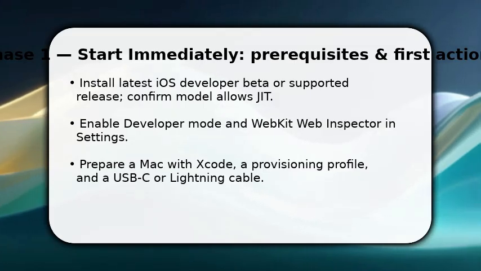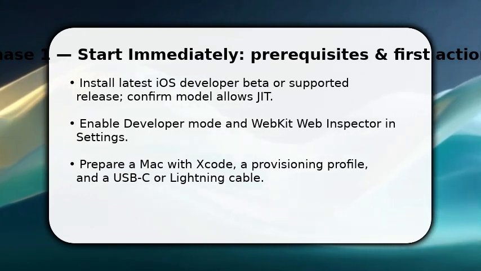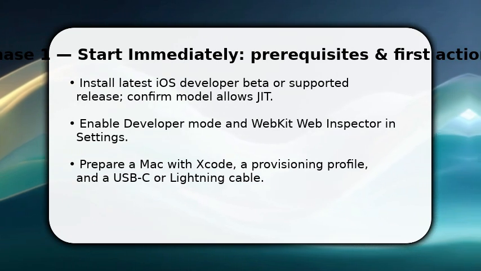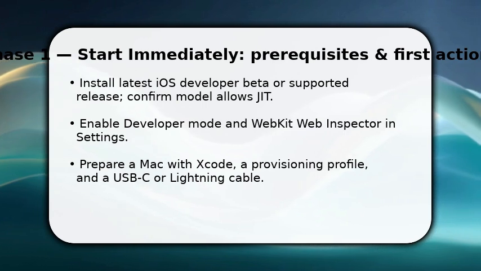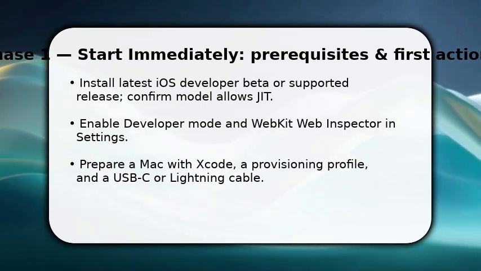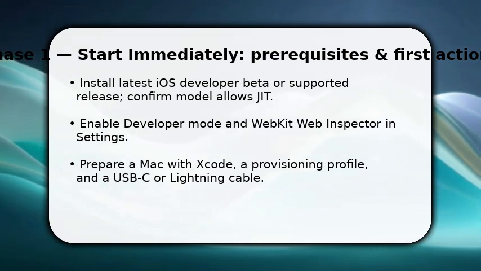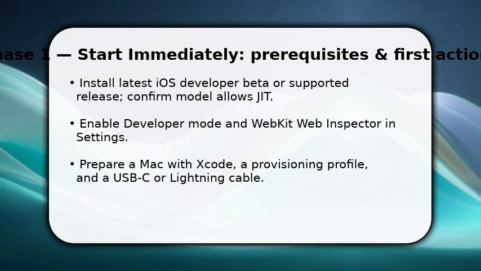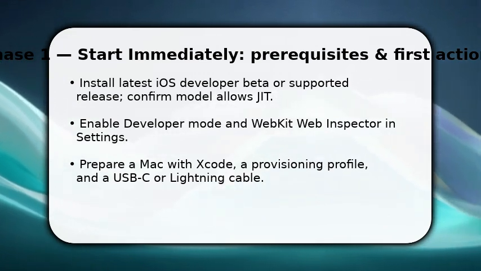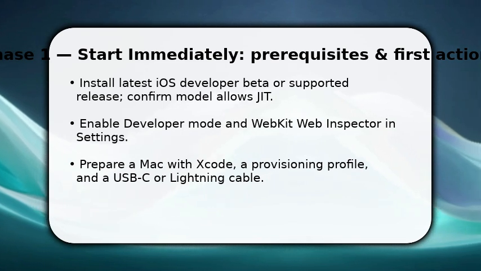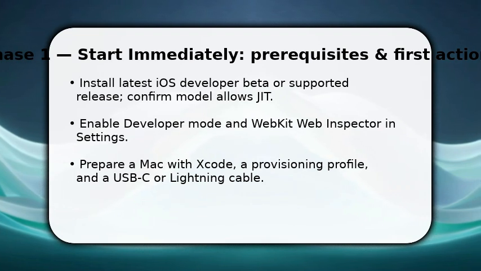You start by confirming your device and software. This is essential. Connect the iPhone to your Mac and open Xcode so you can provision and deploy. Once done, enable developer mode on the device and turn on Web Inspector to allow debugging. Make sure your Apple ID has a provisioning profile and a valid certificate in Xcode. This grants the permissions needed. These steps unlock the environment that permits just-in-time execution. Do them now so the rest proceeds smoothly.